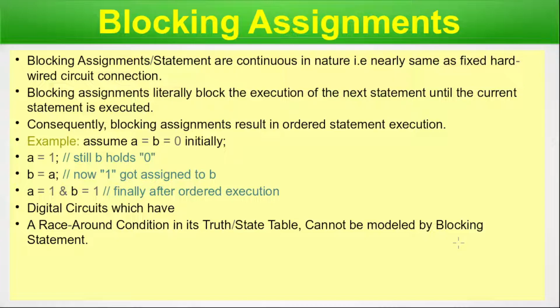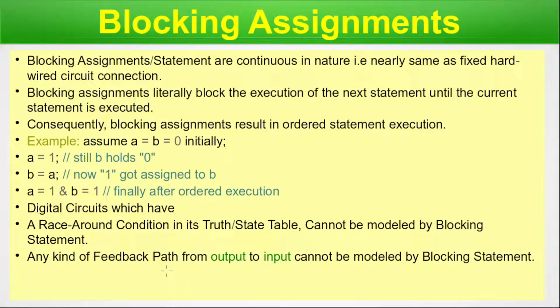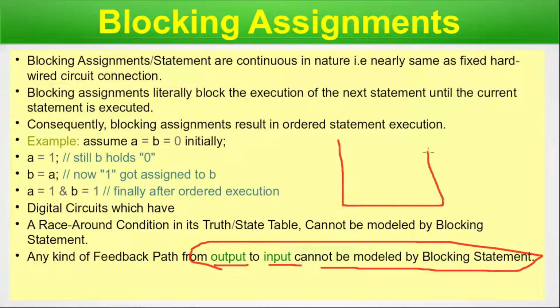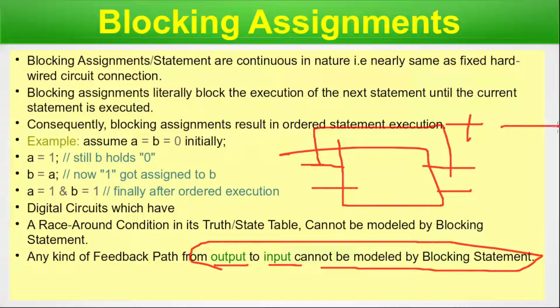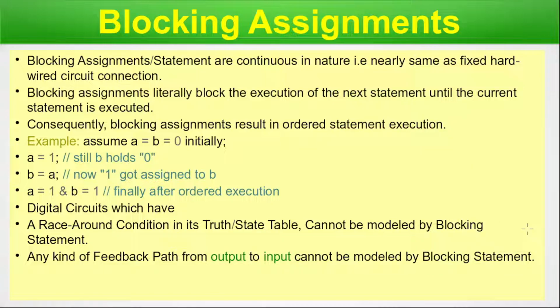The race around will happen and that will make the circuit unstable. Next, any kind of feedback path from output to the input cannot be modeled by the blocking statement. So you have a block where you have some inputs and you have some outputs, and you do have a feedback path that is working in some fashion, whether it is a positive feedback or a negative feedback. I'm not talking about that, but it has a connection from the output to the input as a feedback path. So that cannot be modeled by the blocking statement.